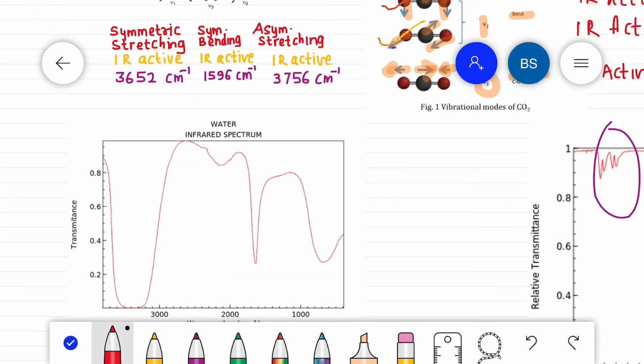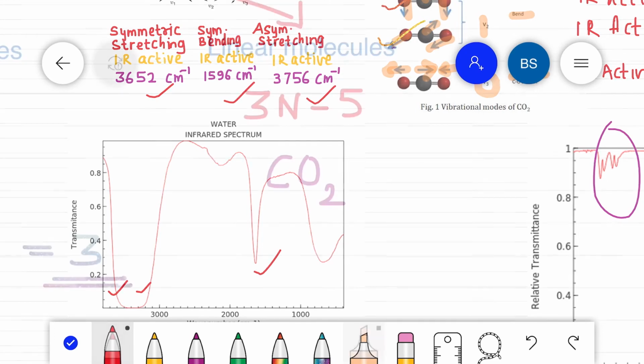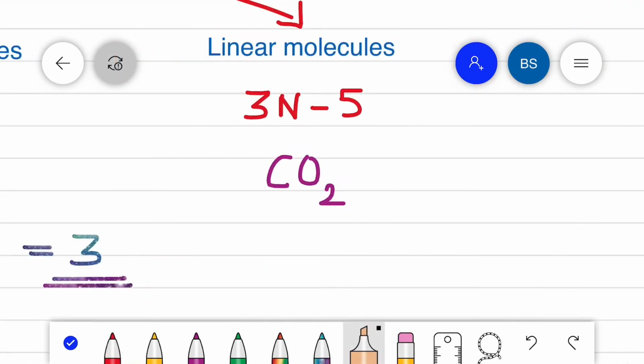When we analyze the spectrum of the water molecule, we can see 3 peaks: the peak of symmetric bending, that is at 1596 cm inverse, the symmetric stretching peak, that is at 3652 cm inverse, and we can see the peak corresponding to the asymmetric stretch at 3756 cm inverse.